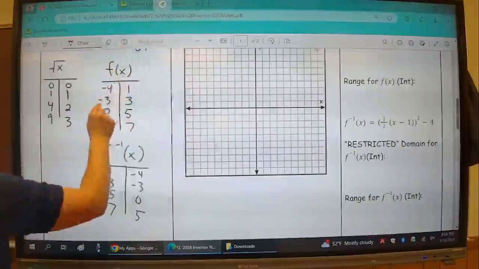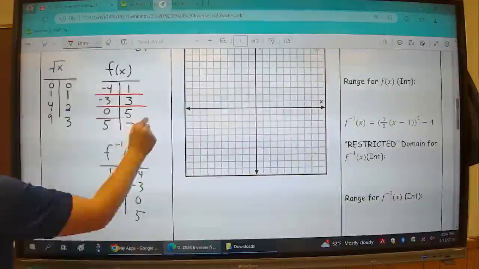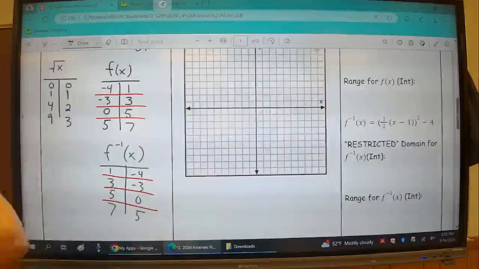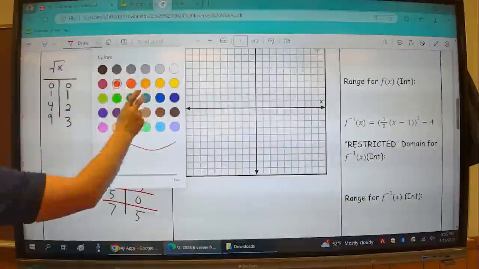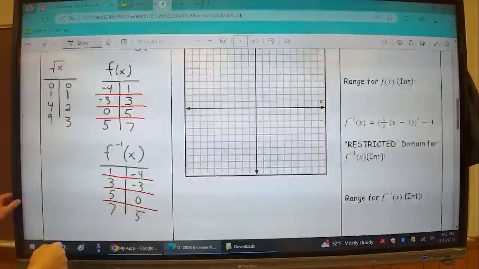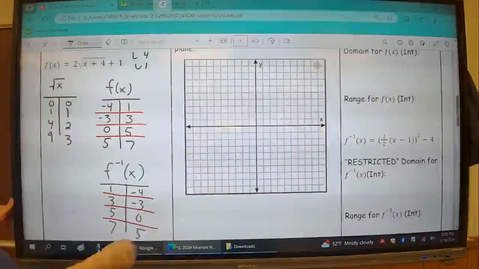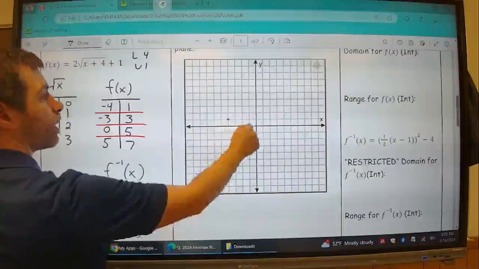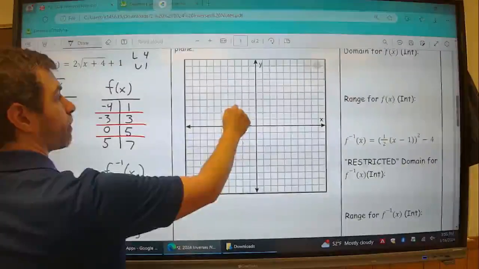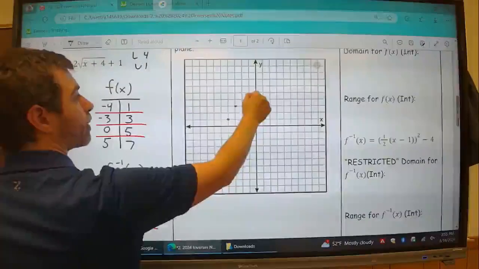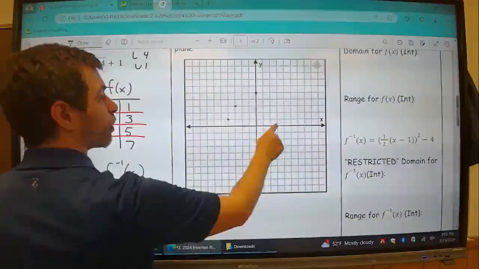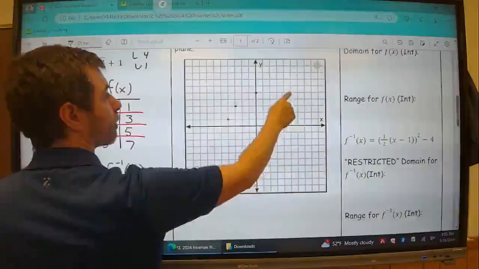And now I have 4 points on each line. And so I'll put those 4 points on my line. Start with the purple one. Negative 4, positive 1. Negative 3, positive 3. 0, 5. 5, 7.